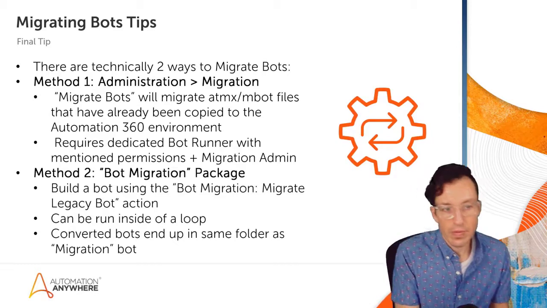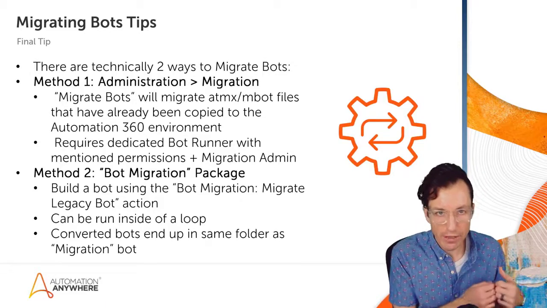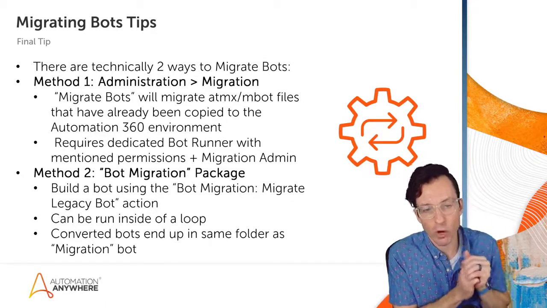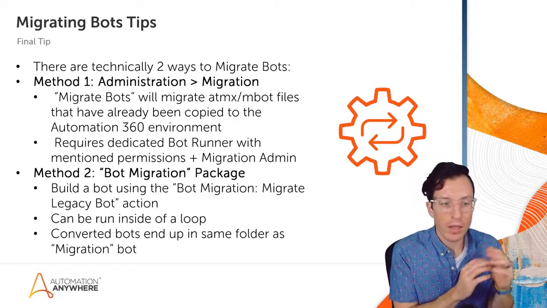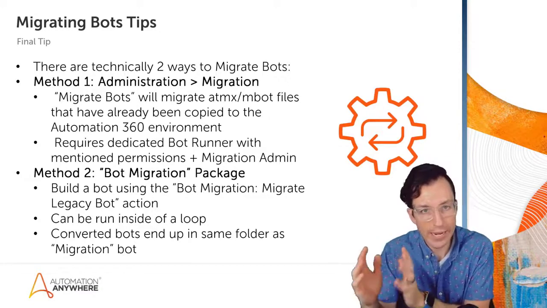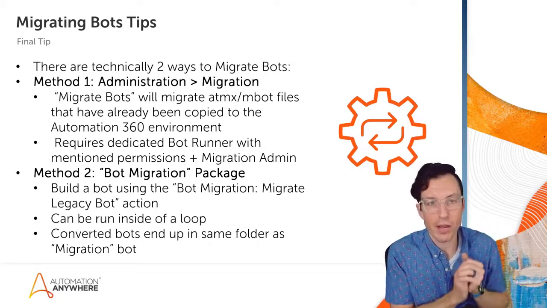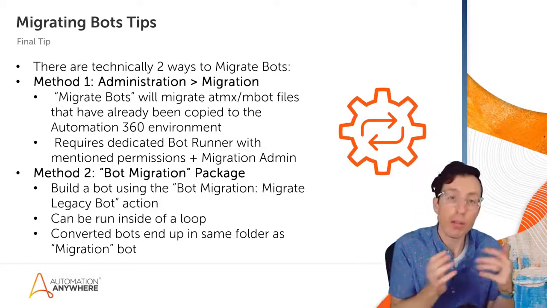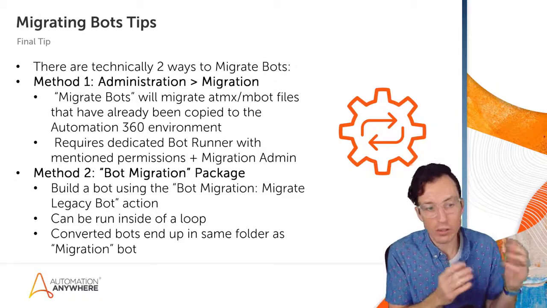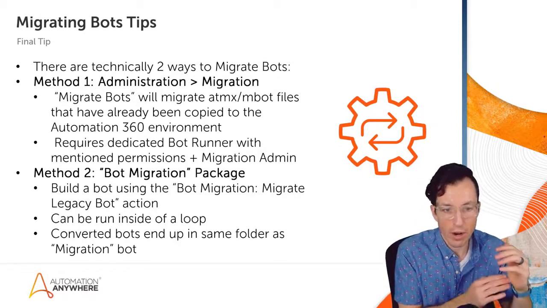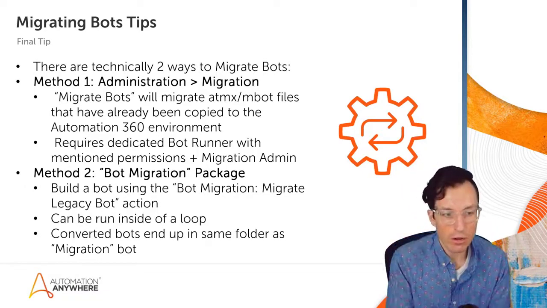The other method is you can use a bot migration package. In version 10 and version 11 language, we had on the left-hand side of our workbench this concept of commands, and there were lots of commands you could use for Excel and other things. The concept of commands is now called packages in Automation 360, and a bunch of packages come with the product by default. You also have the ability to use the package SDK to create your own custom packages, or you can download packages from the Automation Anywhere bot store. Regardless, one of the packages that comes with the product is called bot migration, and it has a specific action called migrate legacy bot.